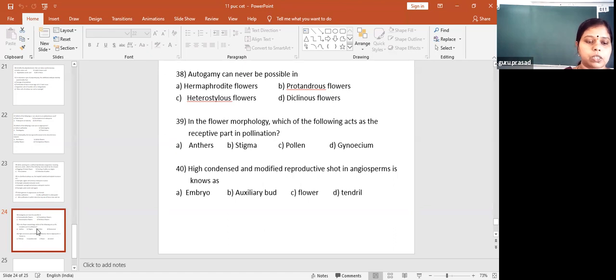Bisexual. So bisexual: maturation of male and female, maturation of male gametes first takes place than the female gametes. Okay, so in hermaphrodite flowers autogamy occurs, in protrandrous flowers maturity variation occurs.